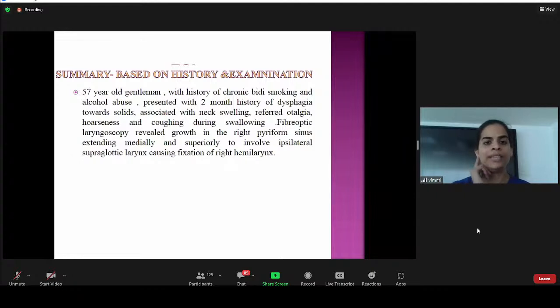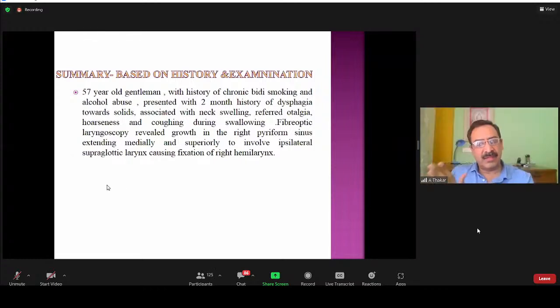So based on my history and examination, the history of dysphagia towards solids, neck swelling, referred otalgia, hoarseness, and coughing during swallowing, associated with a growth that was epicentered in the right piriform sinus and extending anteromedially and superiorly to involve the ipsilateral supraglottic larynx, causing fixation of the right hemilarynx. This is my summary based on history and examination.